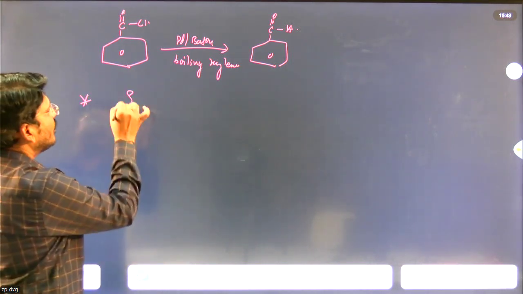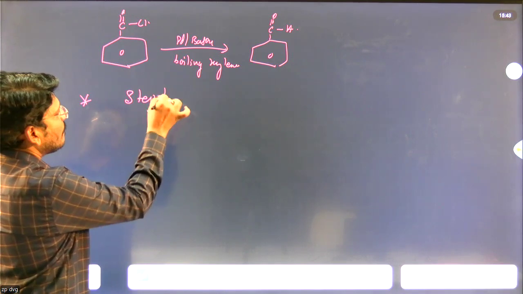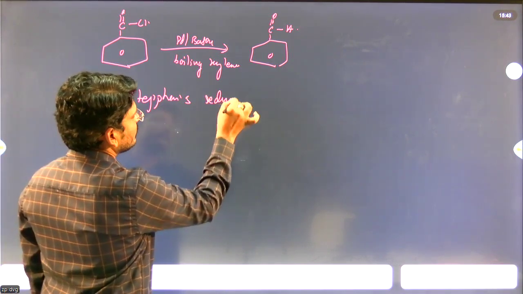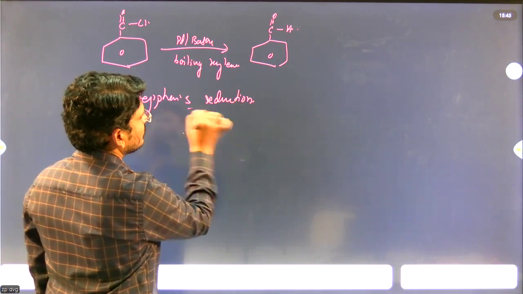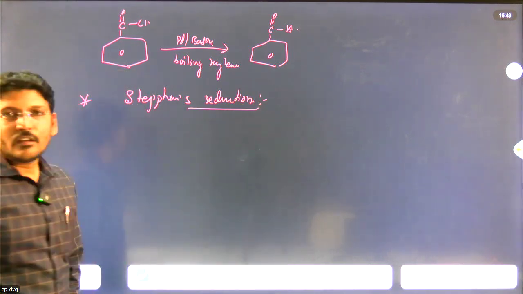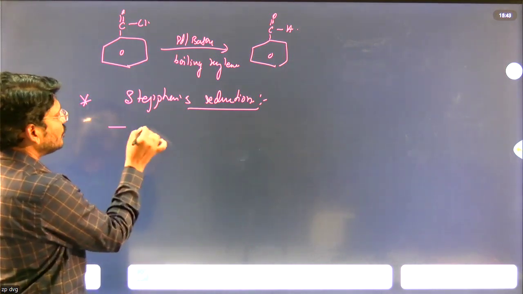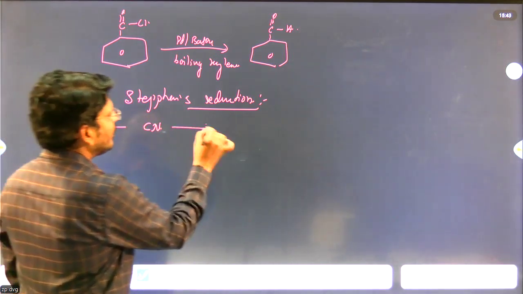So next, let's move on to one more reaction, the Stephen reduction. In Stephen reduction, normally this is used to convert a nitrile into an aldehyde.